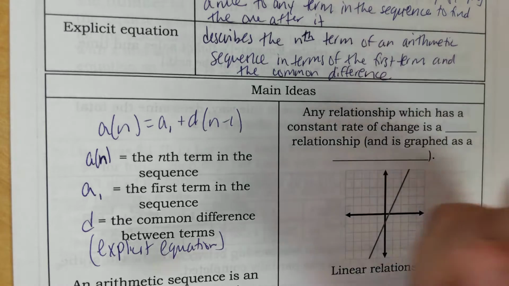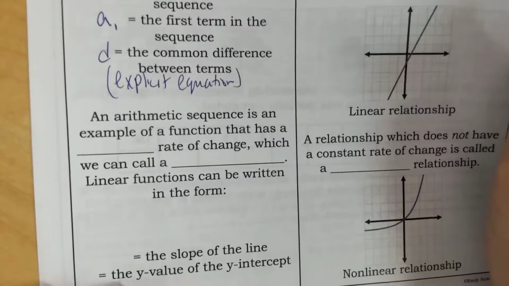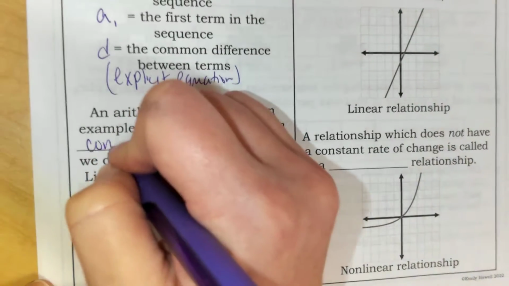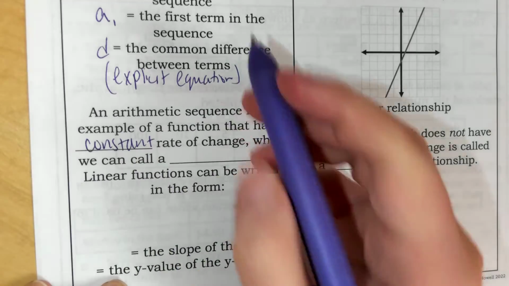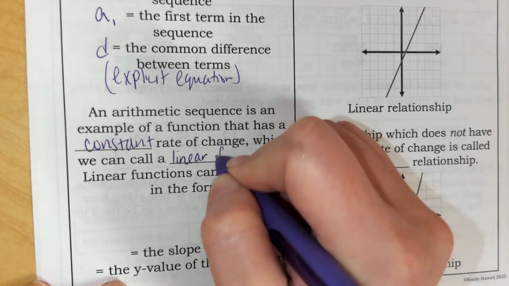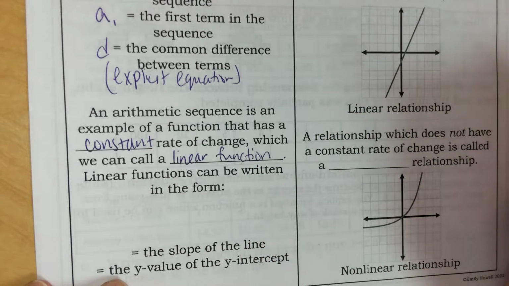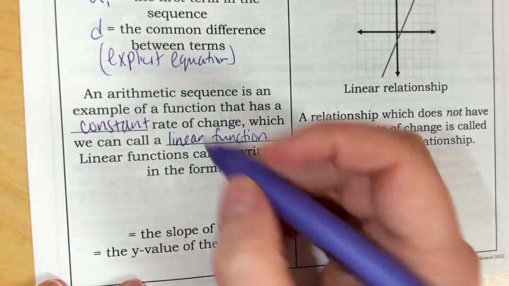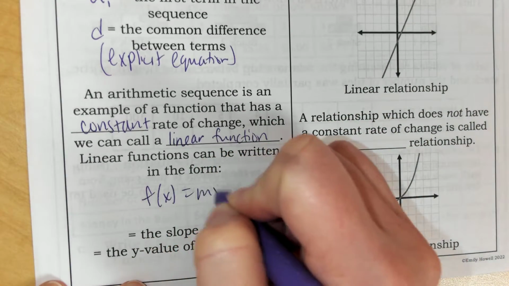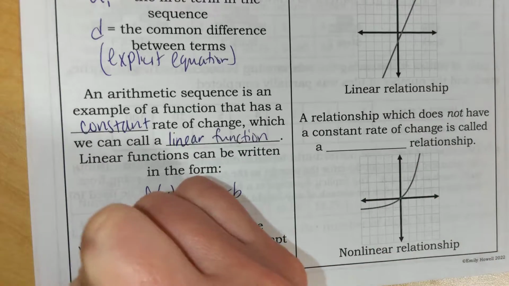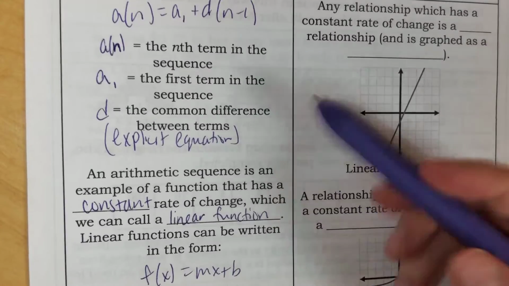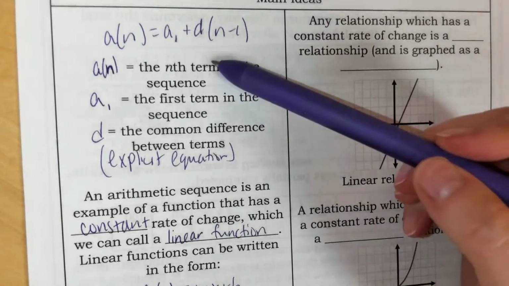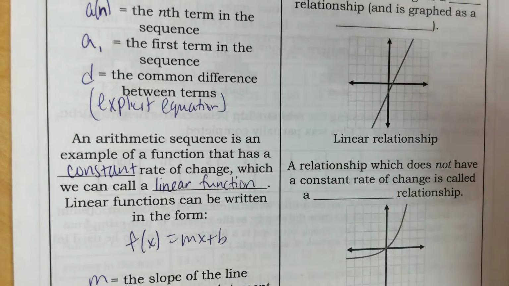An arithmetic sequence is an example of a function that has a constant rate of change. A constant rate of change should automatically flag a linear function, because that's one of the key characteristics of a linear function. Linear functions can be written in the form f of x equals mx plus b, where m is the slope of the line and b is the y value of the y-intercept. These two are related, and we'll see in an example how we take an arithmetic sequence and boil it down into a linear function, because that's what it is.